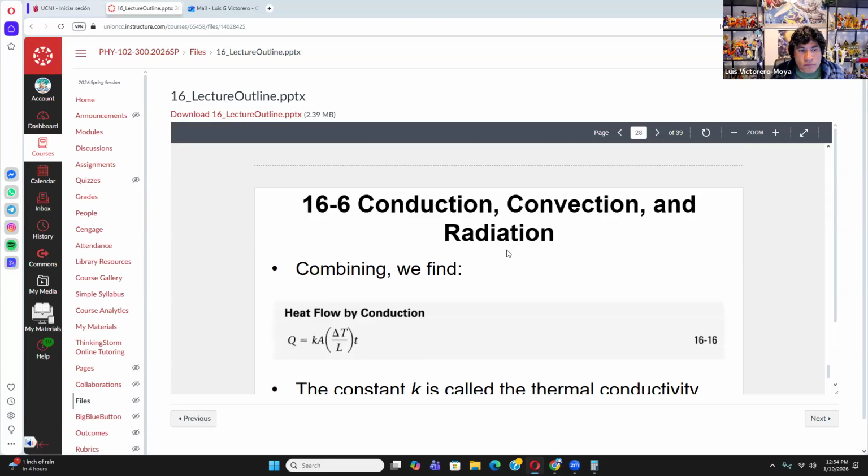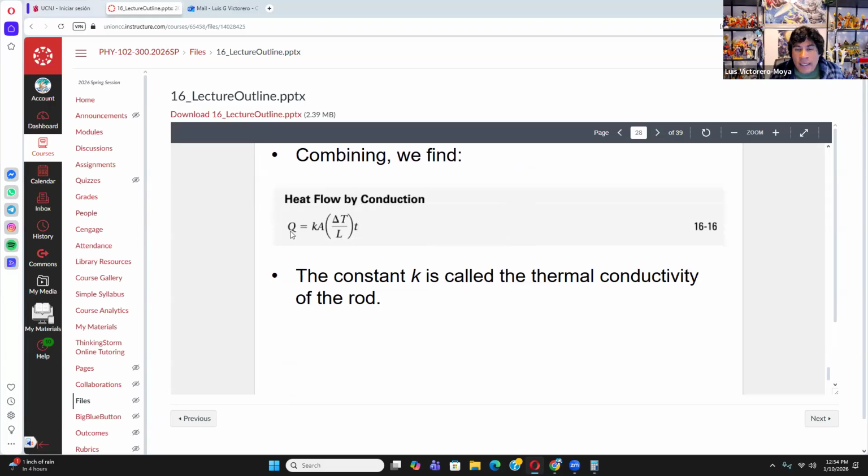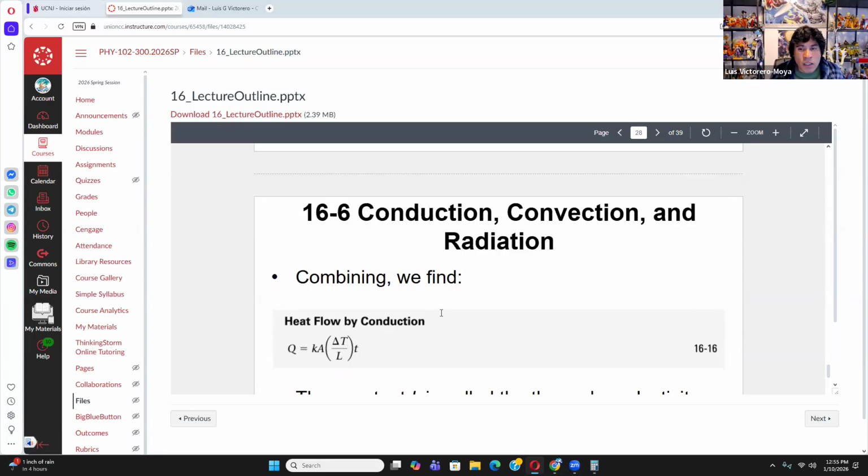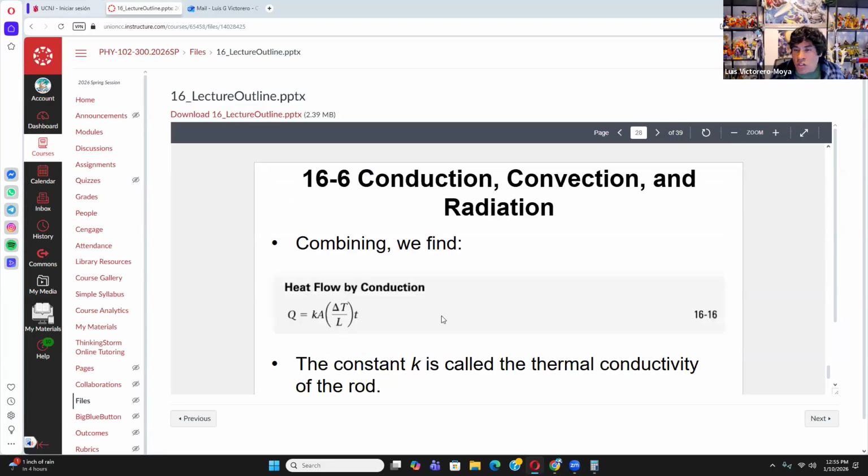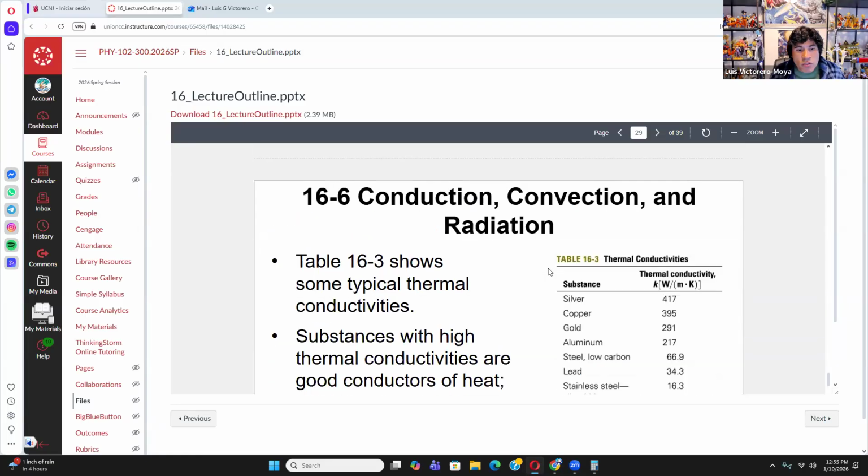So here is the equation. The heat as a function of time, Q over t, which is the rate of heat transfer, is the constant k, the thermal conductivity, times the area, times the change of temperature, divided by the length of the rod. So that's basically how we find heat conduction by using thermal conductivity. But you also have convection.